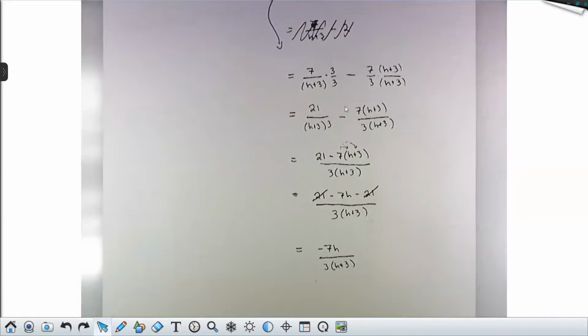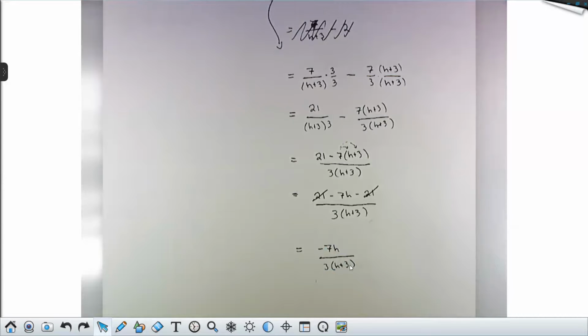So what's the rule on why you can't cross out the h's? Is it because you have to be able to factor the h out on the top for you to cross them out? That's correct. The top here does have a factor of h, like negative 7 times h. h is a factor of that expression, but h is not a factor of the bottom, right? I can't pull an h out from this.